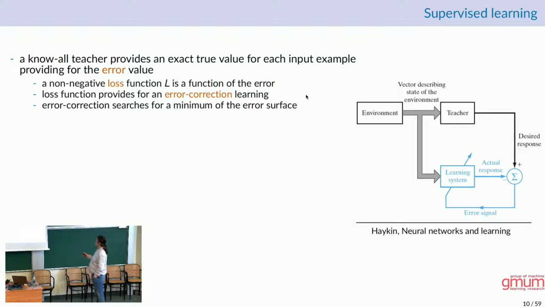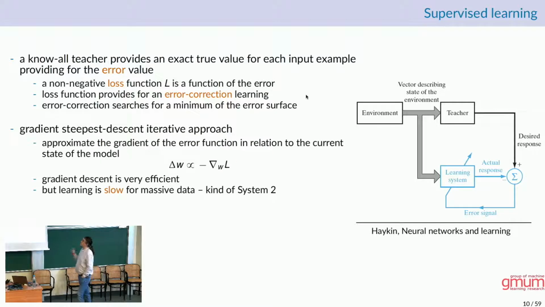So the learning system adapts the parameters so that the next time the answer would be better. It is usually done with some gradient descent algorithms, which are actually the generic algorithms used in probably most, if not all, approaches to learning. We shall talk about that. But gradient learning is efficient compared to other methods, but on the other hand, it is very slow.